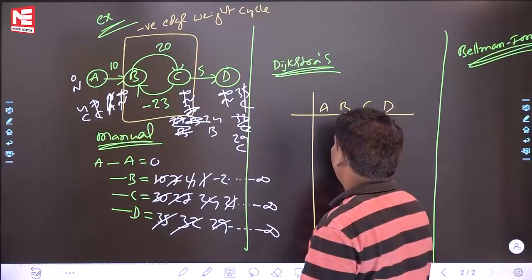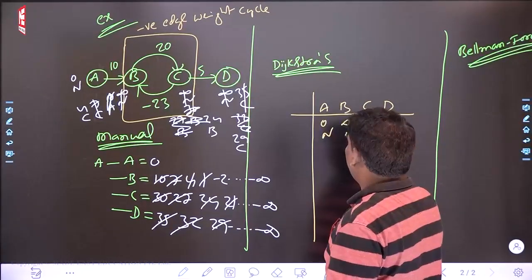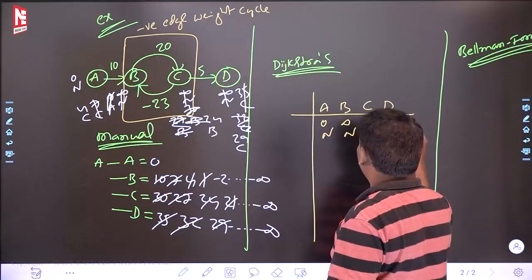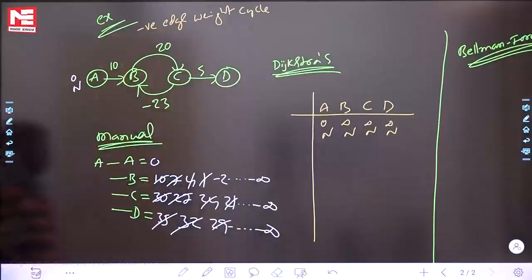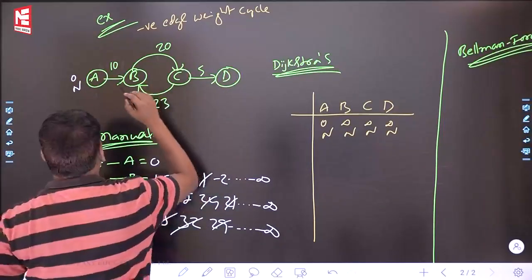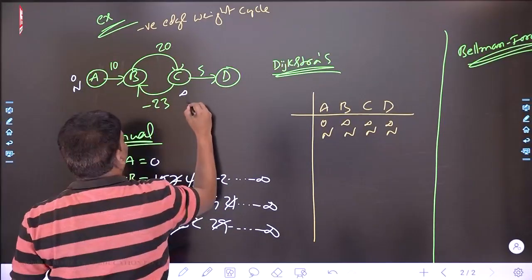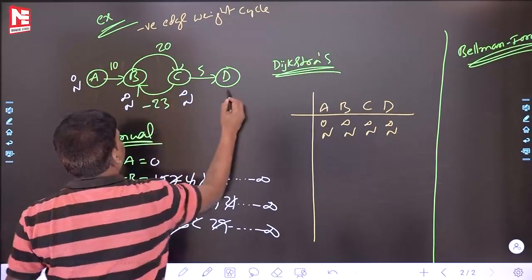A, B, C, D: 0 null, infinite null, something like that. Right? If you want, I will change the values. So I am doing Dijkstra's, only for namesake. 0 null, infinite null, infinite null, infinite null.